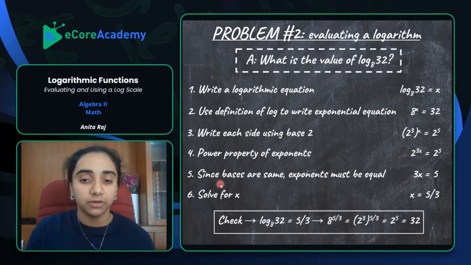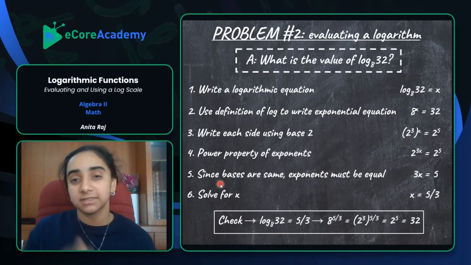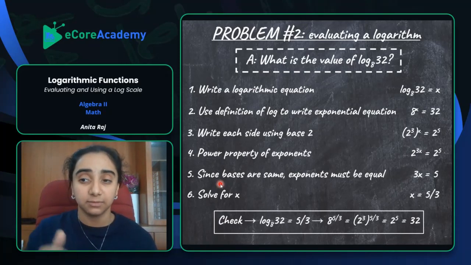In order to check, what you can do is take the original log base 8 of 32, set that equal to 5/3, because remember we were setting it equal to x, and we found x is equal to 5/3.